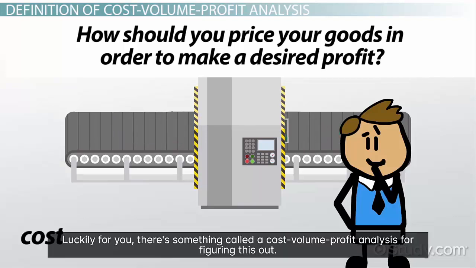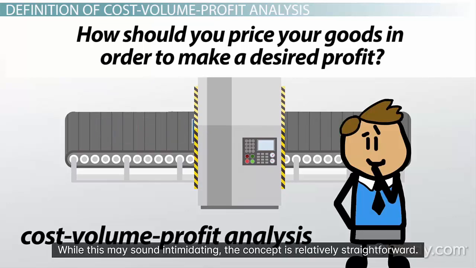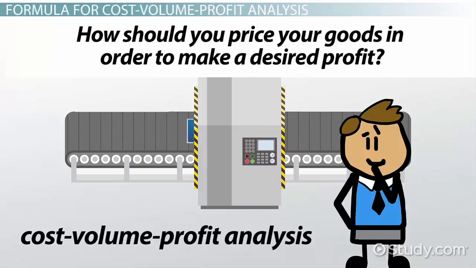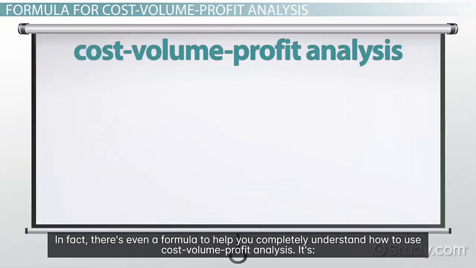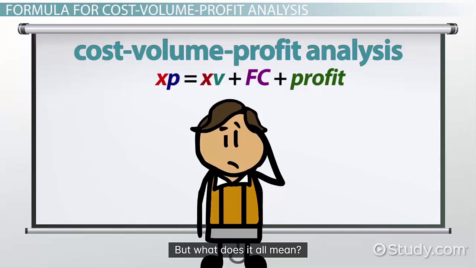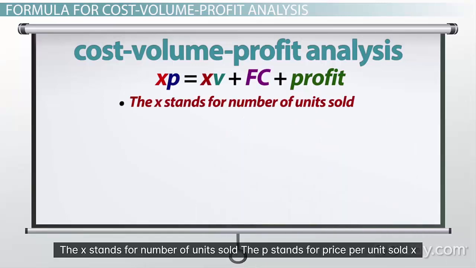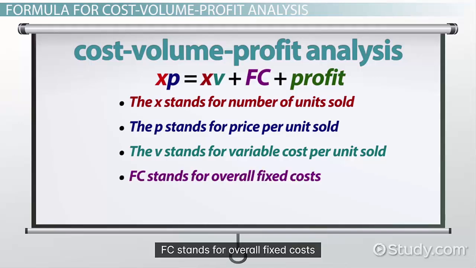Luckily for you, there's something called a cost-volume-profit analysis for figuring this out. While this may sound intimidating, the concept is relatively straightforward. In fact, there's even a formula to help you completely understand how to use cost-volume-profit analysis. It's XP equals XV plus FC plus profit. But what does it all mean? The X stands for number of units sold. The P stands for price per unit sold. The V stands for variable cost per unit sold. FC stands for overall fixed costs.